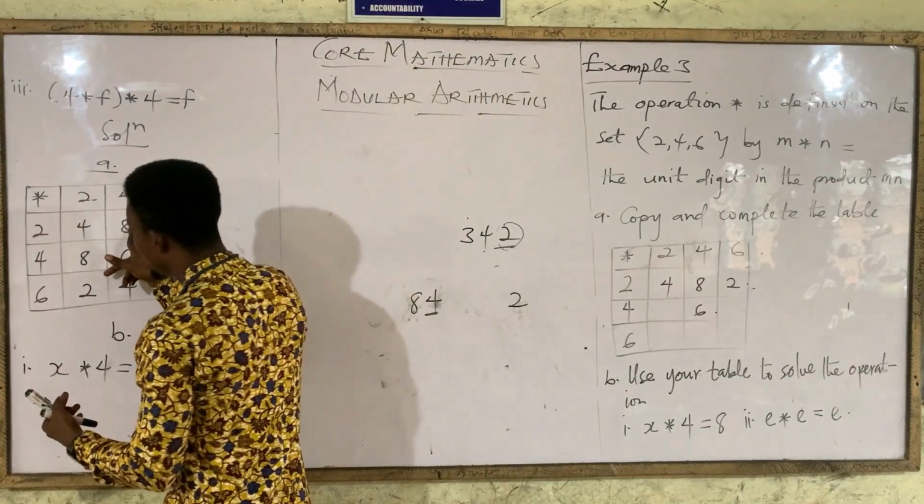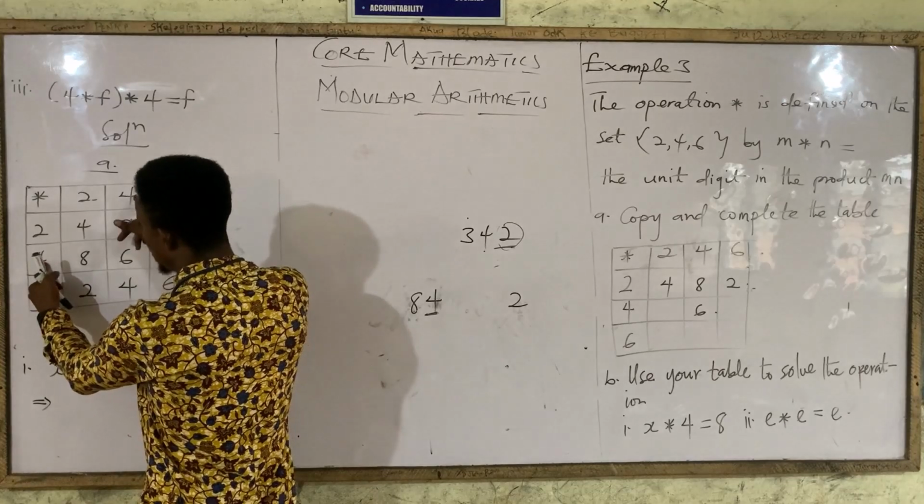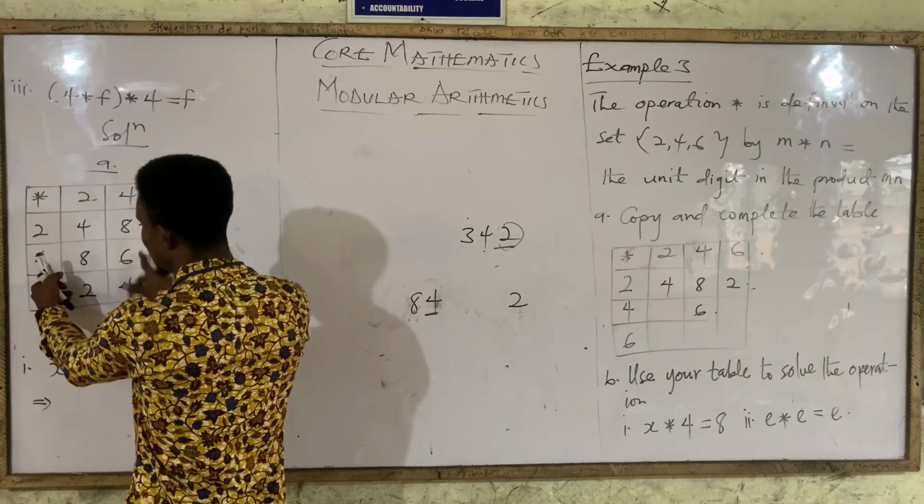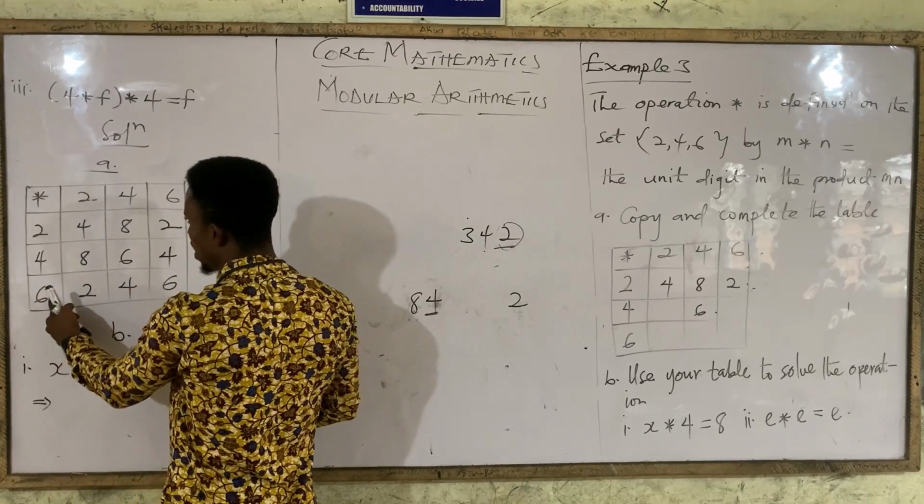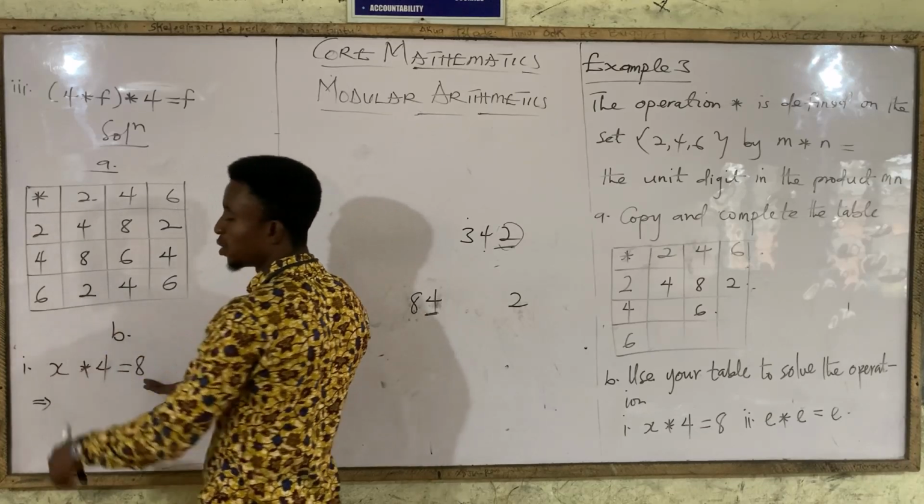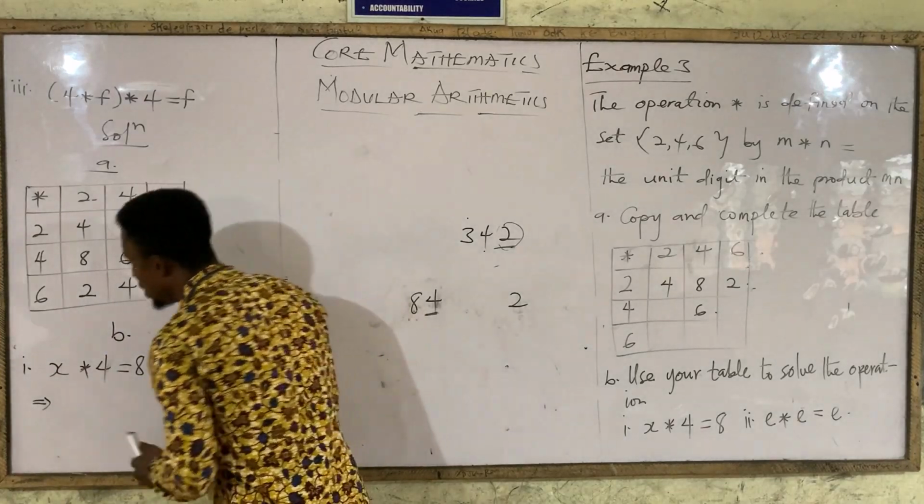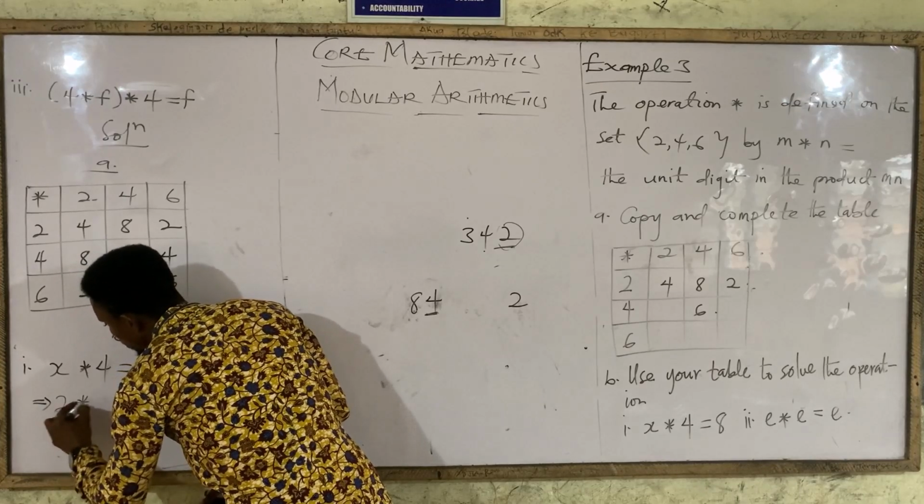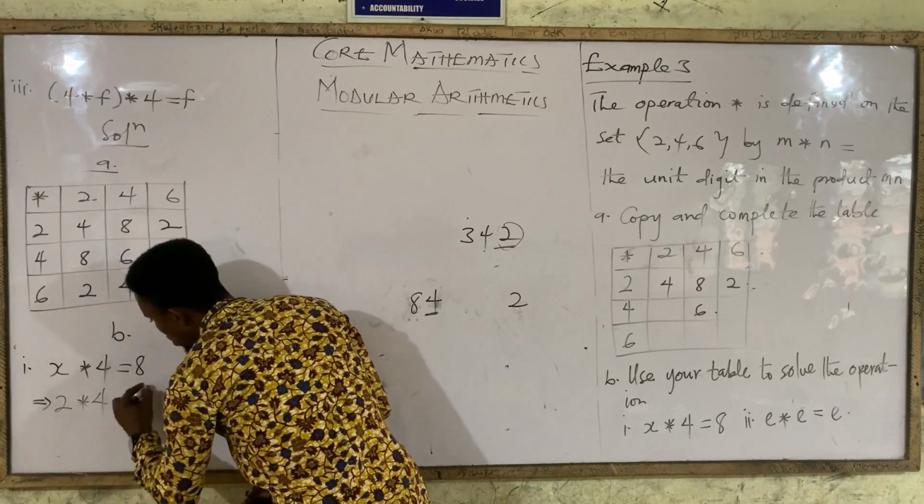We can also check for the other. If x is 4, 4 operating on 4 gives us 6. No, it's not 8. Then the last one, 6 operating on 4 is getting us 4. That one is also not 8. So meaning what? X can be 2. 2 star 4 is equal to 8.